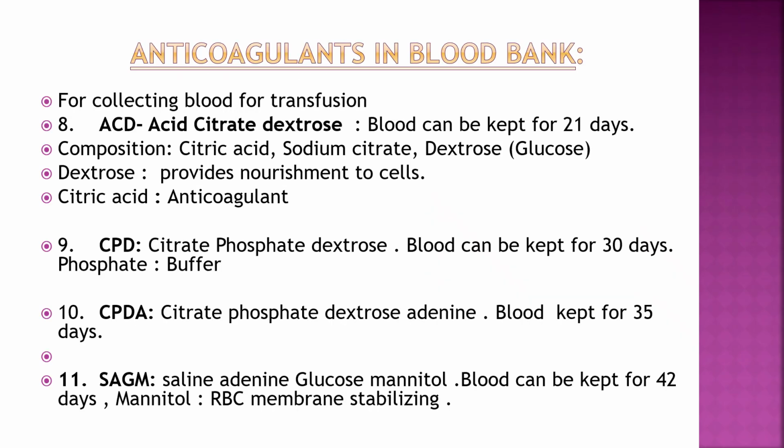Anticoagulants used in blood bank. First it was ACD, that is acid citrate dextrose. Then it was CPD, citrate phosphate dextrose, and now CPDA, citrate phosphate dextrose adenine, or sometimes SAGM, saline adenine glucose mannitol. Let us see the functions of each component. Citrate acts as an anticoagulant, phosphate acts as a buffer, dextrose gives nourishment to the RBCs to be kept for more days, and mannitol is an RBC membrane stabilizing agent.